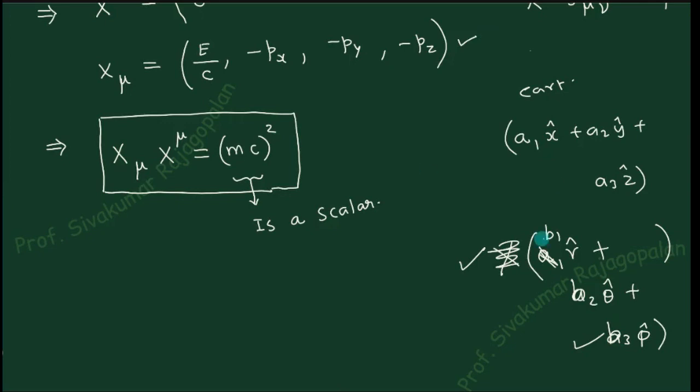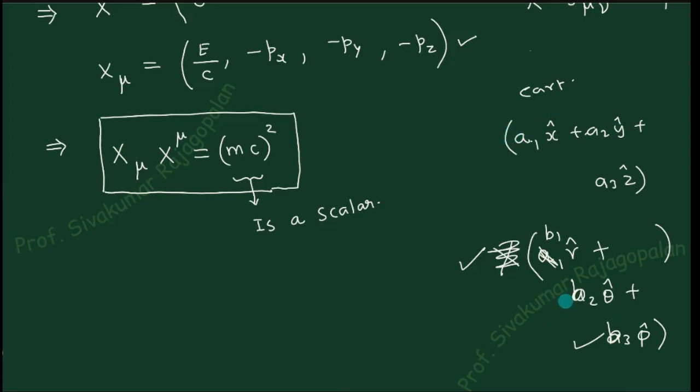The trouble is these numbers a1, a2, a3 depend on a particular coordinate system. Coordinate system is what is known as frame of reference. Both are same. In physics, we say frame of reference. In mathematics, we say coordinate. So when two people are there in two coordinate systems, one person is stationary, another person is moving, we say that one person is Cartesian, another person is something like spherical.